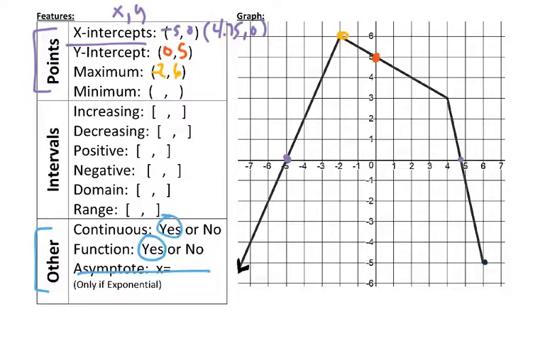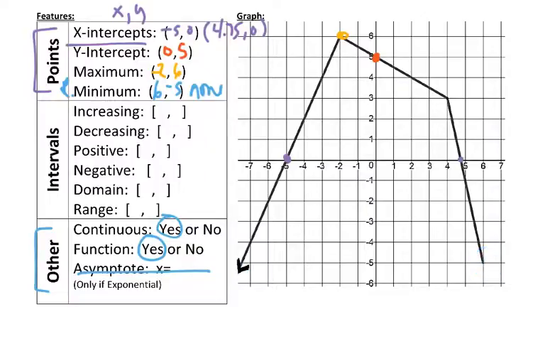Do we have a minimum? Okay, looking at that one, it keeps going down, so technically no, though you could argue that there's a relative, a local minimum right here. So if you put 6, -5, I would accept that. You'd probably want to put a relative minimum, but you should probably put none, because it does keep going down.